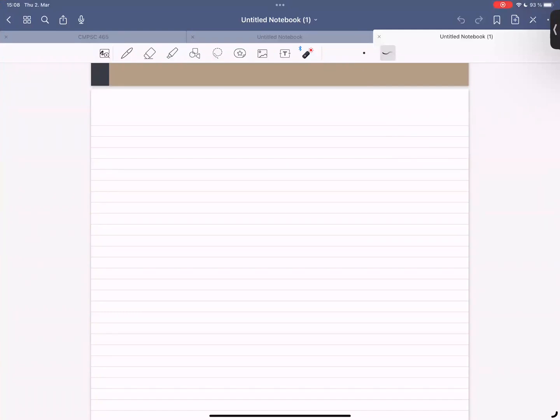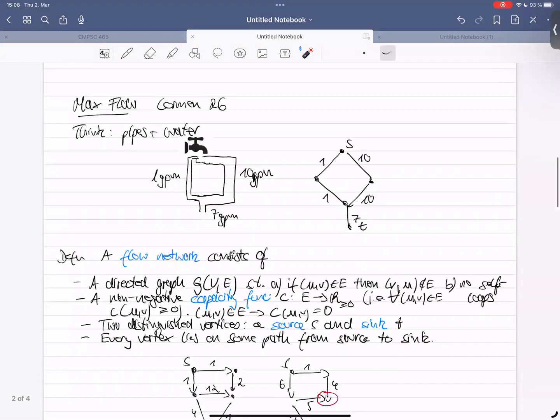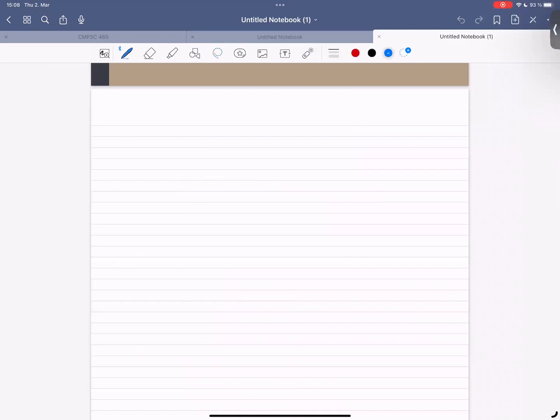The way to think about this is that you have a source of liquid, of water, that you want to push through some pipes, and you have thick pipes and thin pipes. The question is how much water can you pipe through this system of pipes. Let me show you this with an example. This is the max flow problem that we're discussing today. You can read about it in the Cormen book in chapter 26. To think about this problem, think about pipes and water.